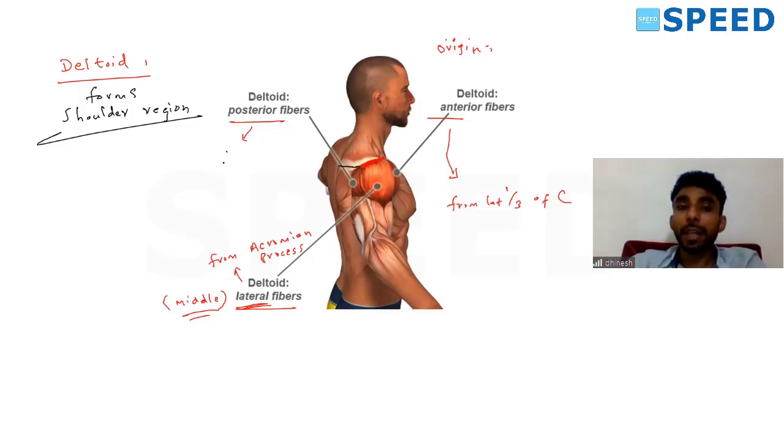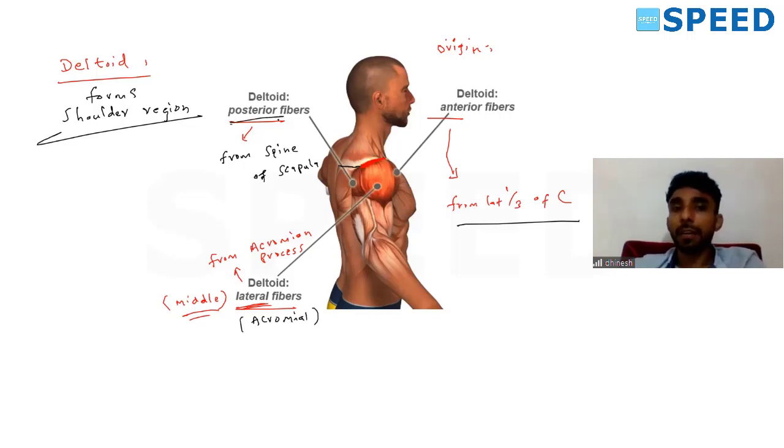So arising from the spinous process of the scapula, we have the posterior fibers of deltoid. I hope you are clear about the origin of the three fibers of deltoid: anterior fibers, middle or lateral or acromial fibers, and the posterior fibers, which arise from the spine of scapula.